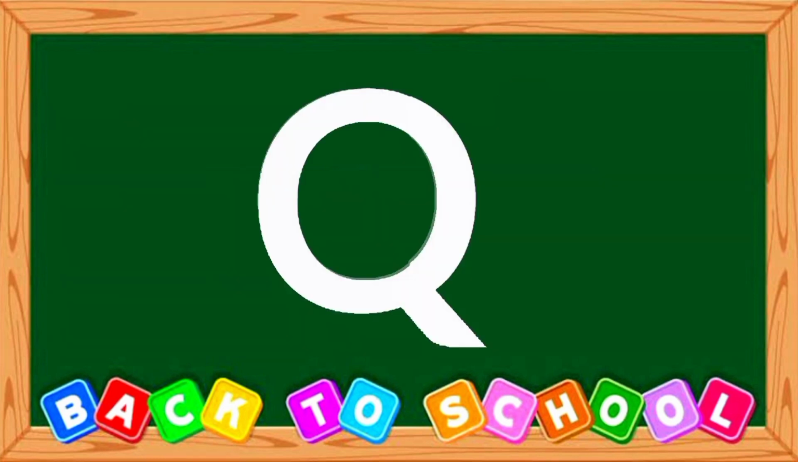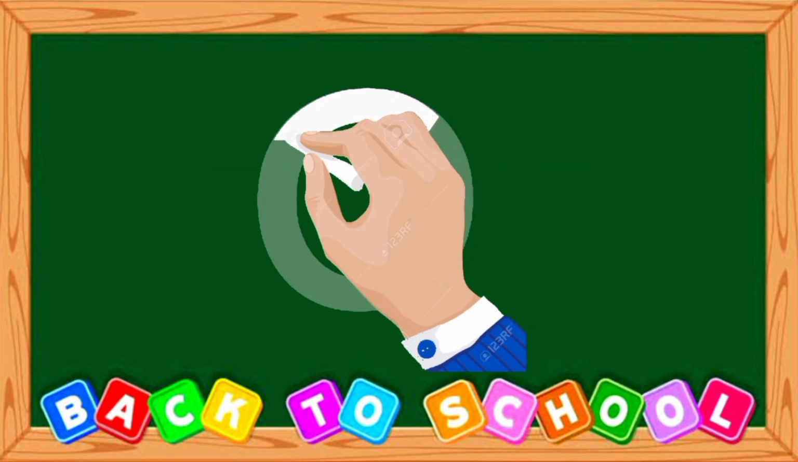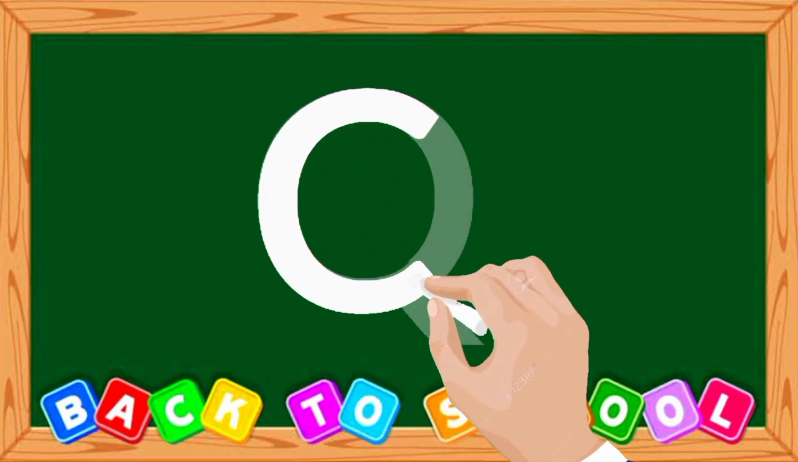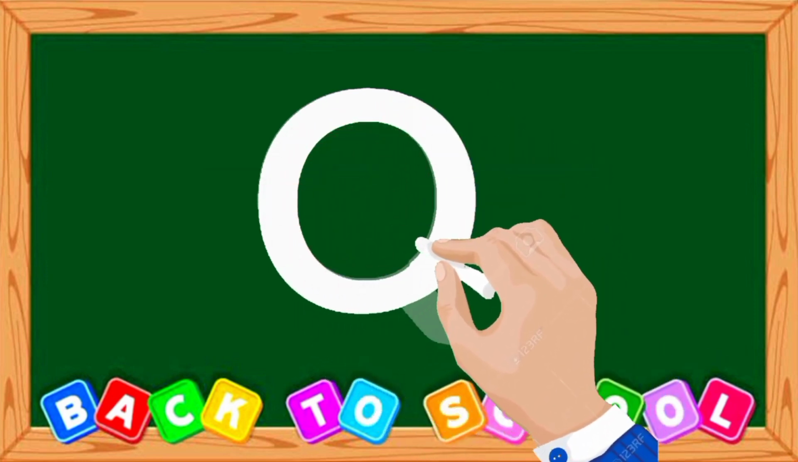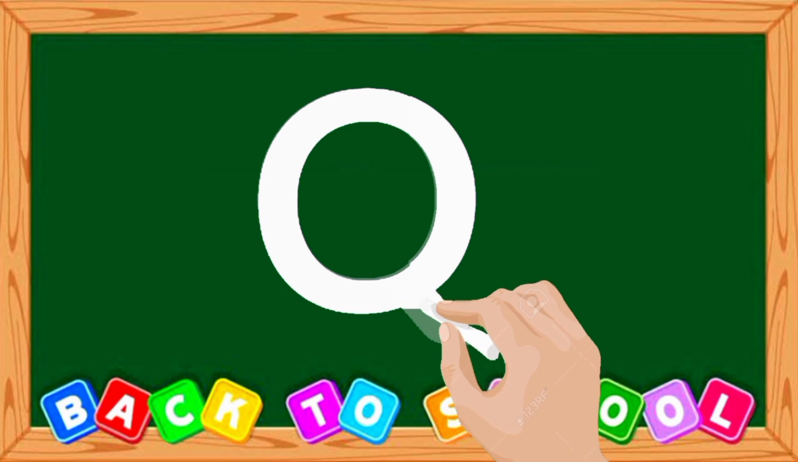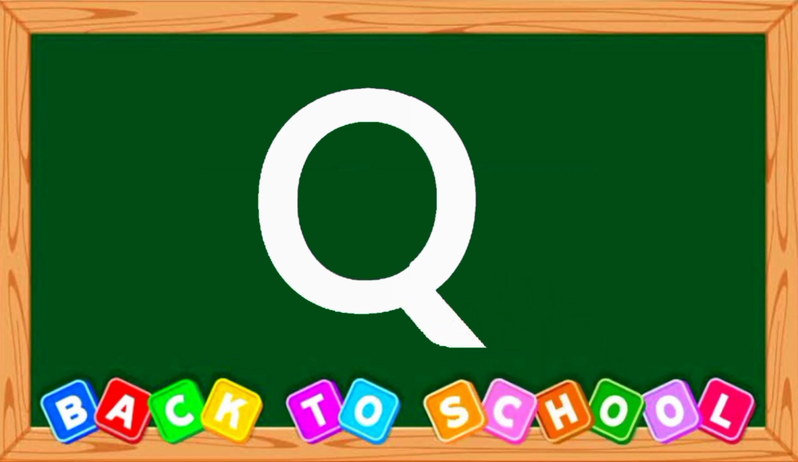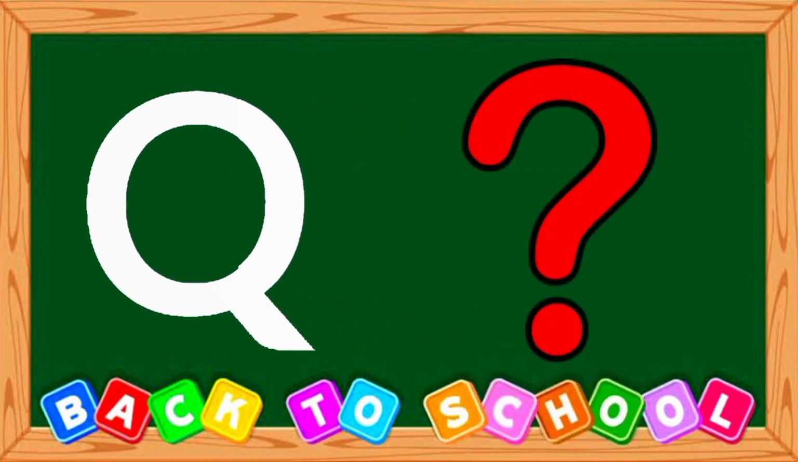Letter Q. A full round circle and a small slanting line at the bottom makes my letter Q. Q says Q. Q as in question mark.